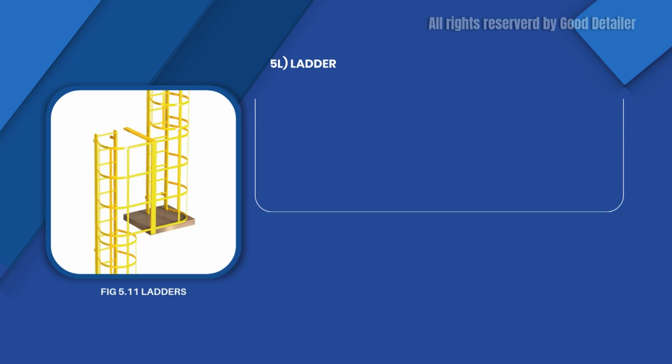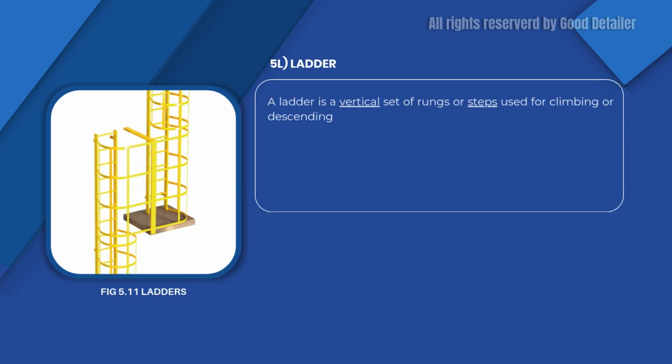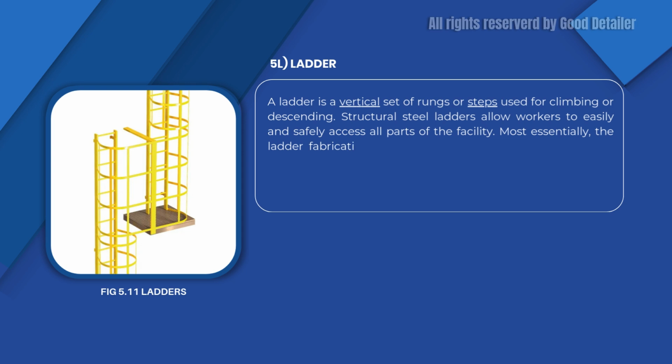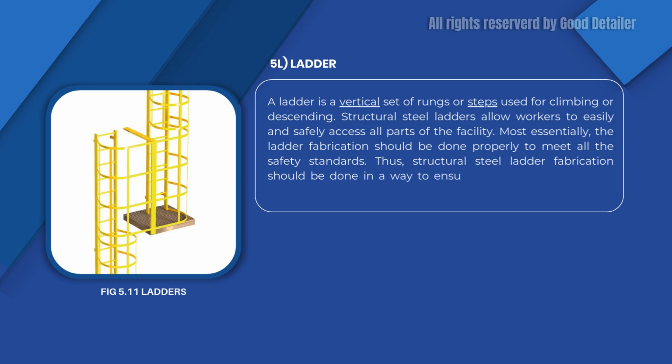5L. Ladder. A ladder is a vertical set of rungs or steps used for climbing or descending. Structural steel ladders allow workers to easily and safely access all parts of the facility. Most essentially, the ladder fabrication should be done properly to meet all the safety standards. Thus, structural steel ladder fabrication should be done in a way to ensure maximum function and utility.